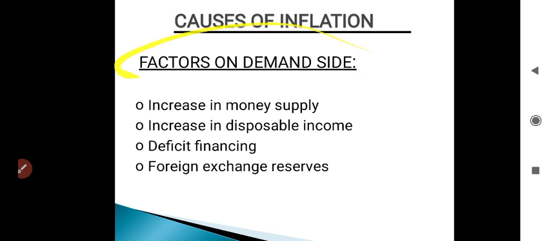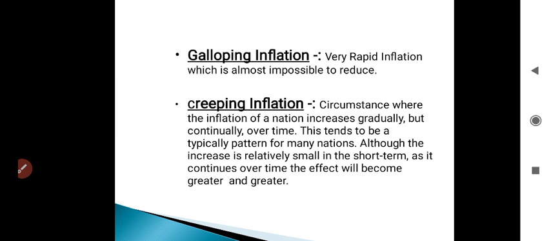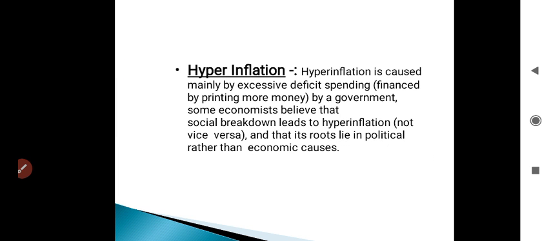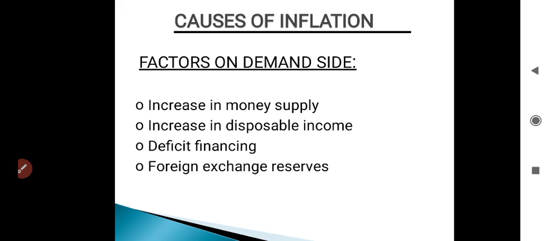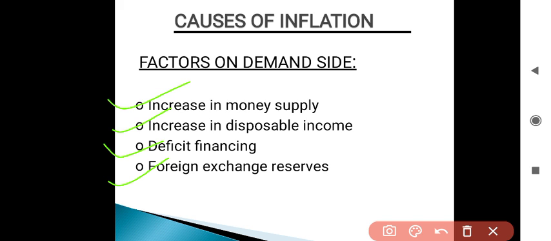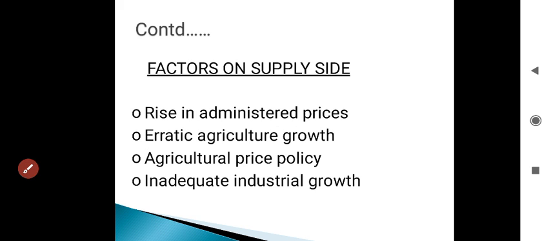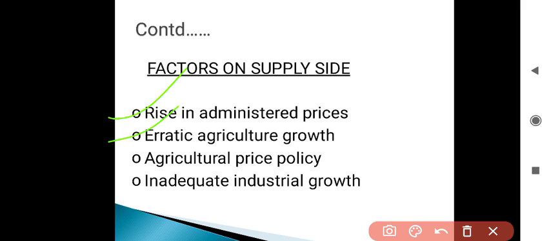Factors on the demand side: increase in money supply, increase in disposable income, deficit financing, foreign exchange reserve. Factors on the supply side: rise in administered prices, erratic agriculture growth, agricultural price policy, inadequate industrial growth.